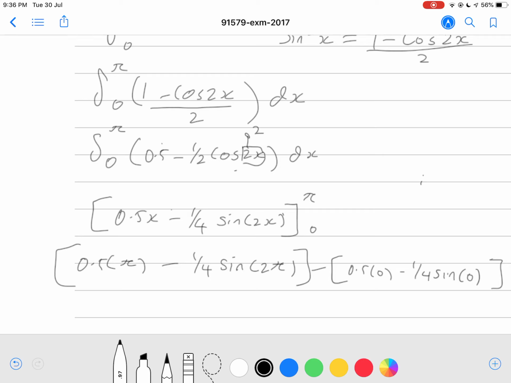Sine of 2 pi is 0, so that just becomes 0.5 pi minus 1/4 sine 0. Sine 0 is 0, so this comes out to be 0. So that becomes 0.5 pi minus 0, which equals 0.5 pi.